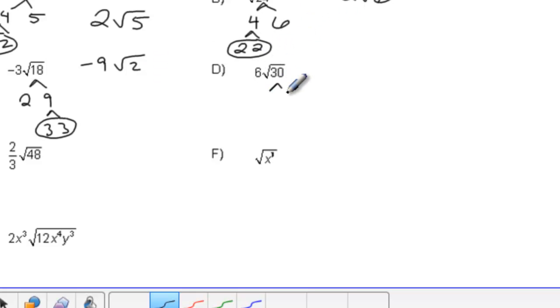Moving on, 30 breaks down into 3 and 10. And 2 and 5. There's nothing that becomes a perfect square, so there is no way to break down 30, so the final answer is in simplest form.